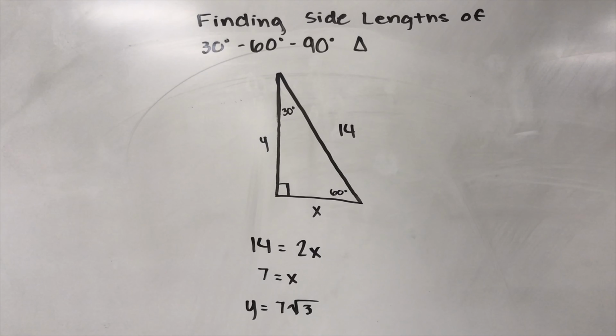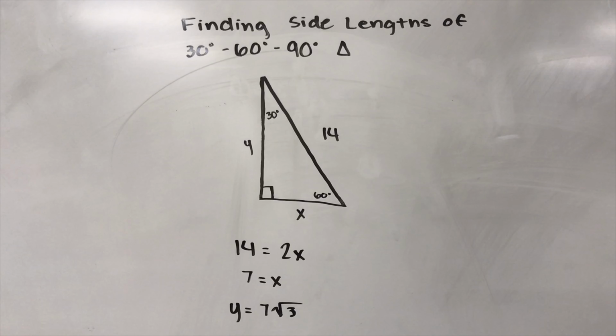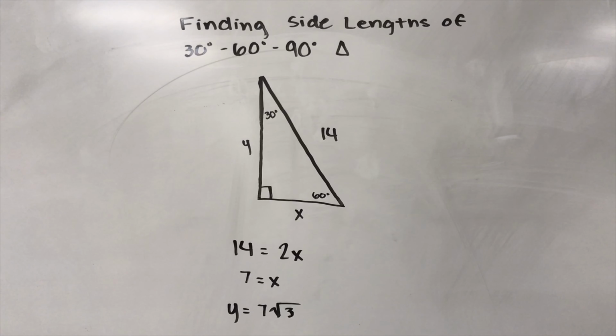To solve for y, we would just use the equation longer leg equals shorter leg times radical 3. And we would just need to substitute our 7 into the x. And there's our answer, y equals 7 radical 3. And we have completed everything, yay!